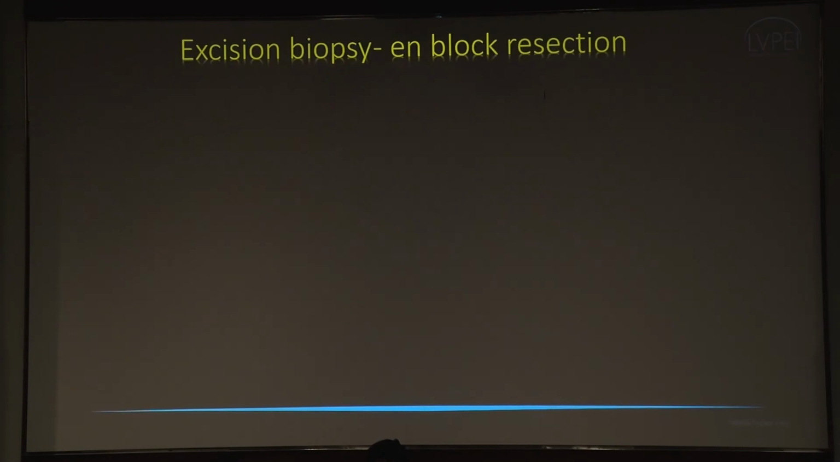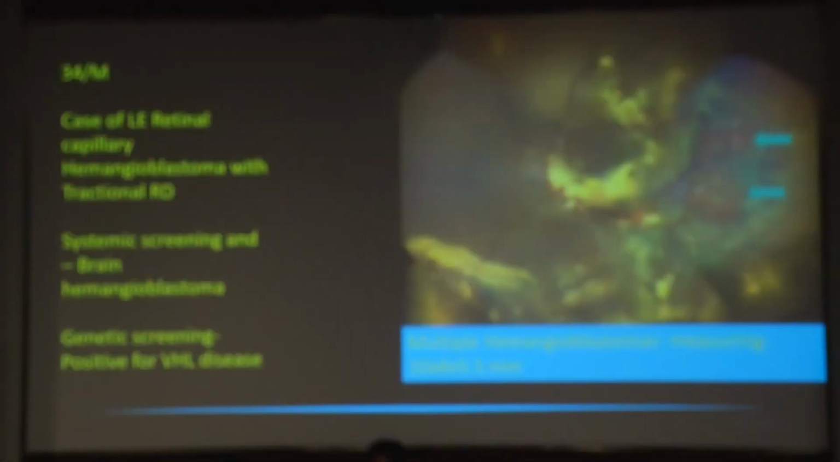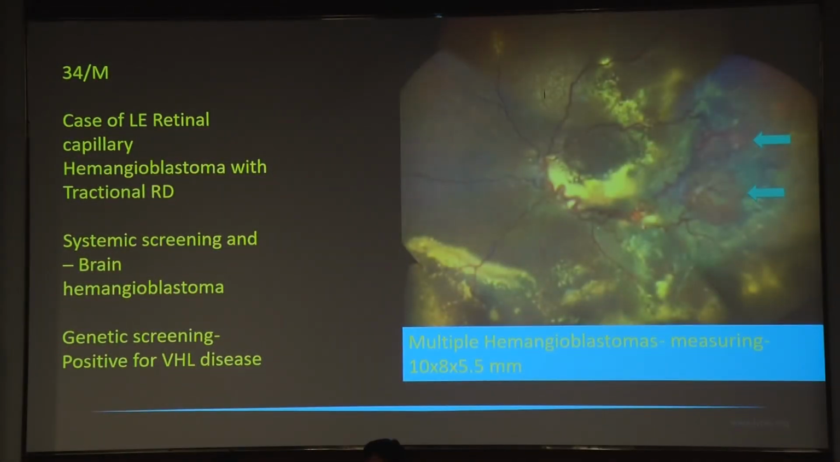I will just go to the last part of my talk, which is excision biopsy. Sometimes we do remove the tumor in toto, which can itself be a therapeutic treatment for these intraocular tumors. So this is one of the cases of retinal capillary hemangioblastoma. The diagnosis is straightforward. There is no need for any biopsy for this. Systemic screening and family screening were also very straightforward. However, you could see there were multiple large retinal hemangioblastomas, particularly two in the temporal quadrant, and there was subretinal fibrosis as well as preretinal fibrosis and traction detachment.